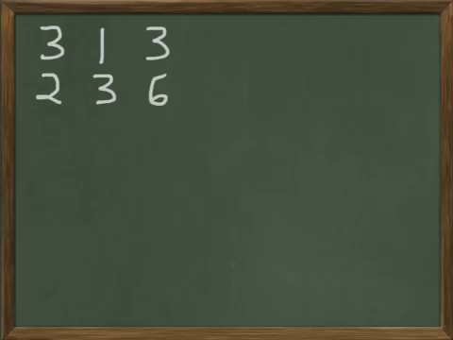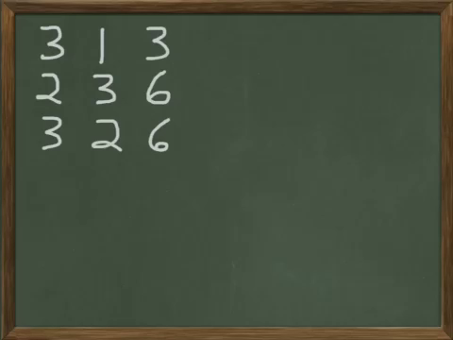First one we're going to do is 3 times 1 is 3. That's kind of an easy one. Let's do 2 times 3 next. 2 times 3 is, what do you think? That's 6. 2 times 3 is 6. How many is 3 times 2? 3 times 2 is also 6.